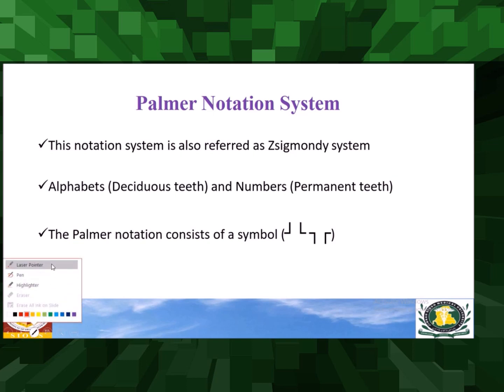For example, the first symbol indicates the maxillary right quadrant. The second symbol indicates the maxillary left quadrant. The third symbol indicates the mandibular right quadrant. And the last one indicates the mandibular left quadrant.